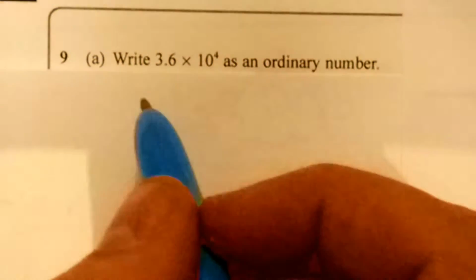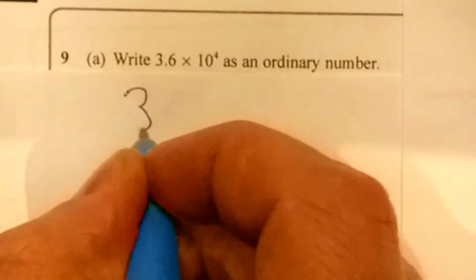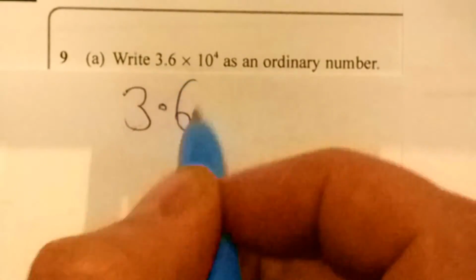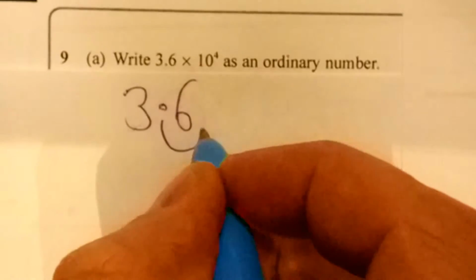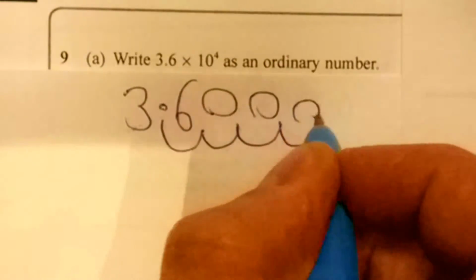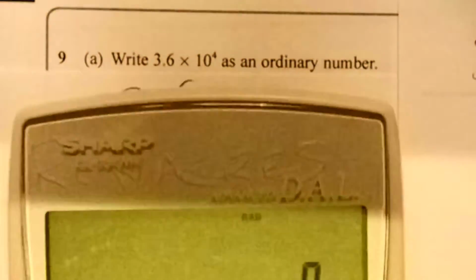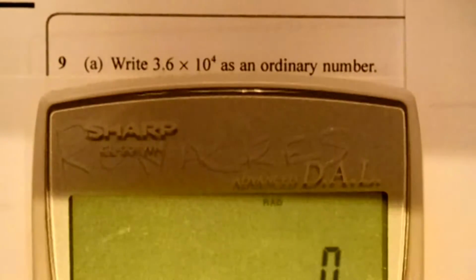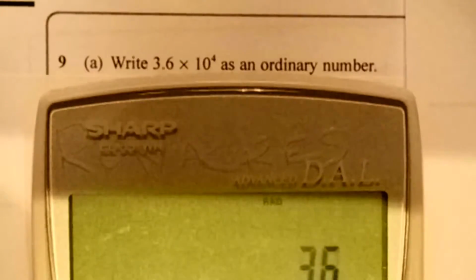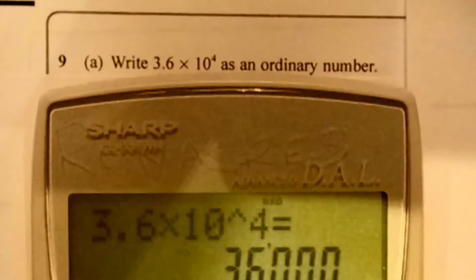Okay, this one here says, right, 3.6 times 10 to the power 4 is an ordinary number. Easiest way is to take 3.6 but times it by 10, 4 times. So 1, 2, 3, 4. Put my zeros in. So my answer is going to be 36,000. But don't forget this is a calculator paper. So what I could have really just done is type 3.6 times 10 to the power of 4, and my calculator would have done it for me without any working out whatsoever.